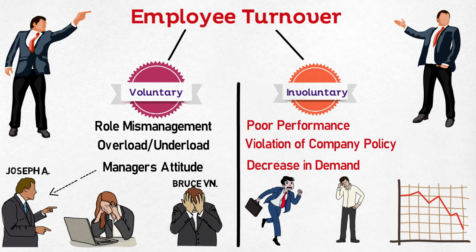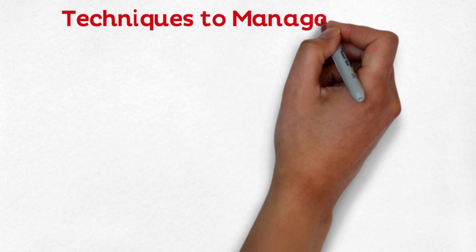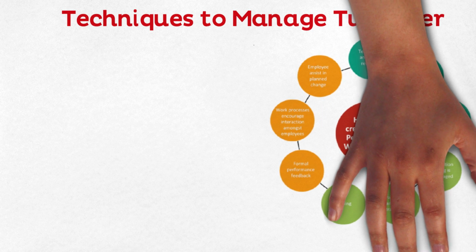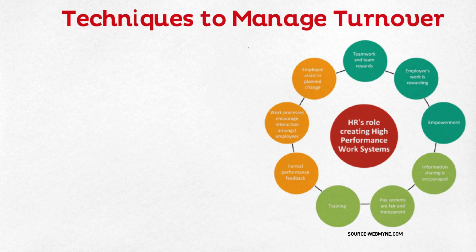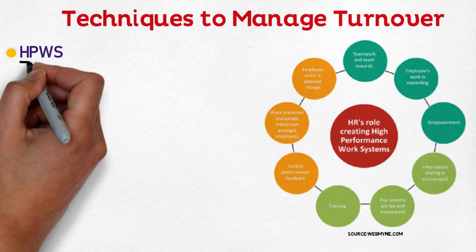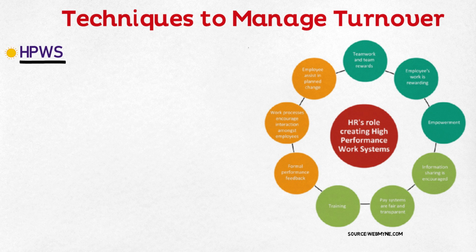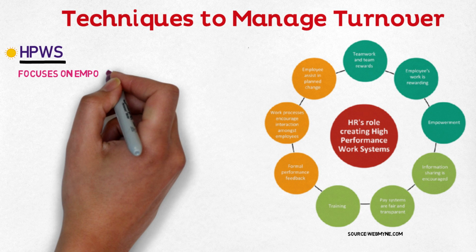Now let's look at some key techniques to manage turnover. The most important is the HPWS. The first step to developing an employee retention plan is capitalizing on some of the theory surrounding employee satisfaction. Employee job withdrawal can be reduced by instituting an effective high-performance work system, otherwise known as HPWS. The figure shown here highlights key areas of HPWS.